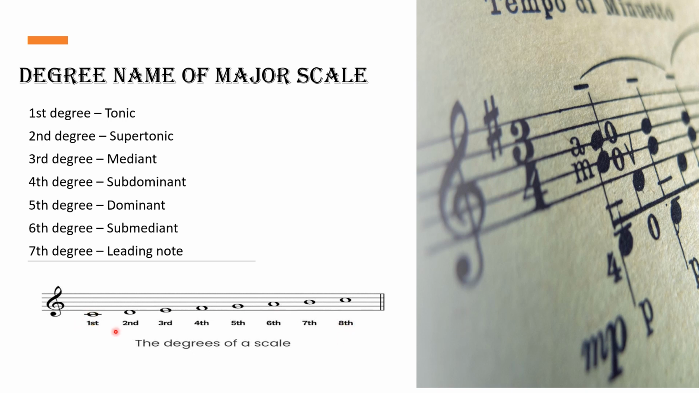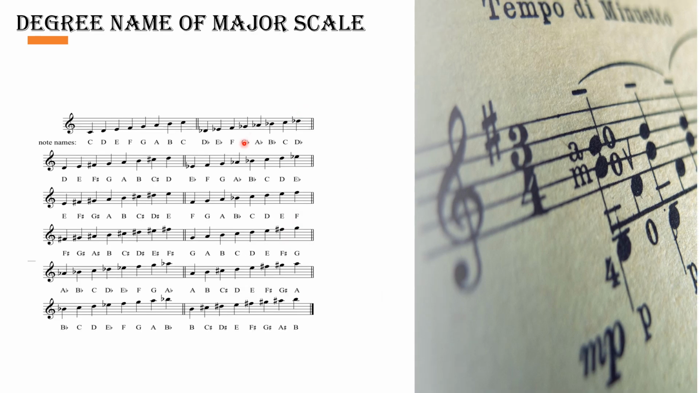So we have tonic, supertonic, mediant, subdominant, dominant, submediant, leading note, and a tonic in the next octave. And just like I said earlier, regardless of the key you are playing on, the first note of that key becomes your tonic. So this is the key of C. The first note here, C, becomes your tonic. If you're playing on the key of F sharp, F sharp becomes your first note, and that becomes your tonic.